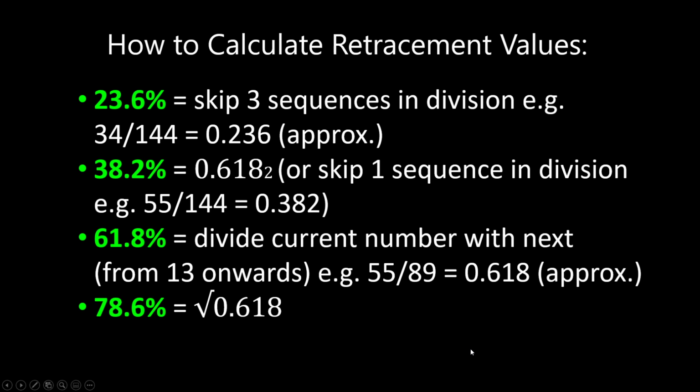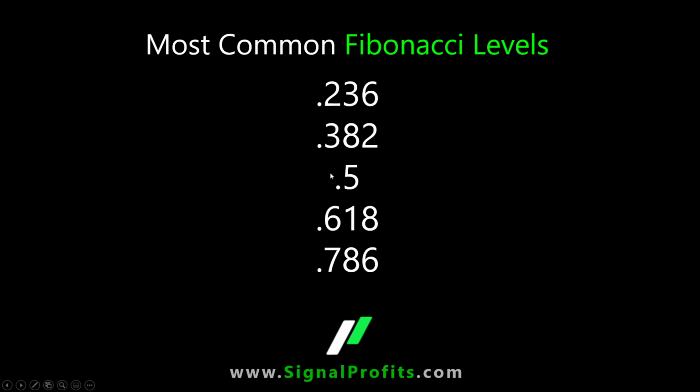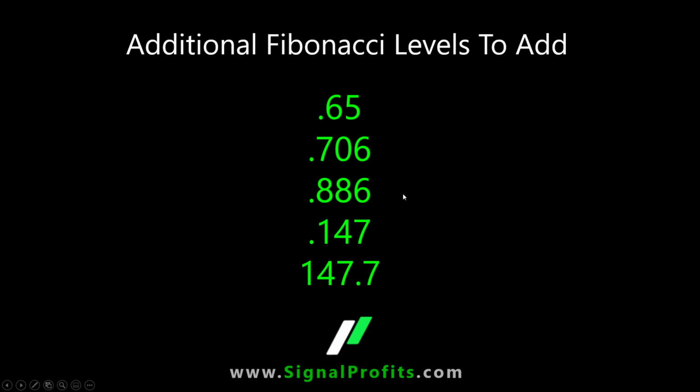Now there's other numbers that people use that are not a part of the Fibonacci sequence. For instance, the 50% level, which is what I mentioned here. This is not a Fibonacci number, but it's very, very commonly used because it's basically what we call the point of control, which is the middle of a trend, of a top and a bottom, a swing high and a swing low. Now there's additional Fibonacci levels.